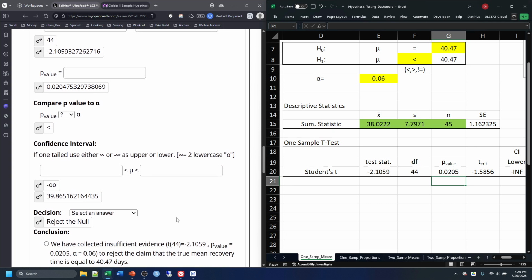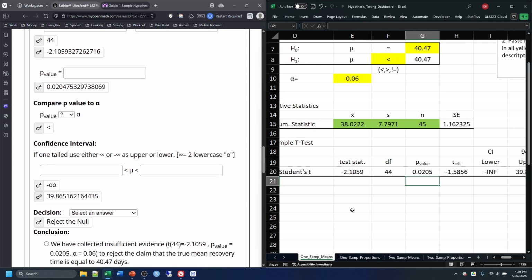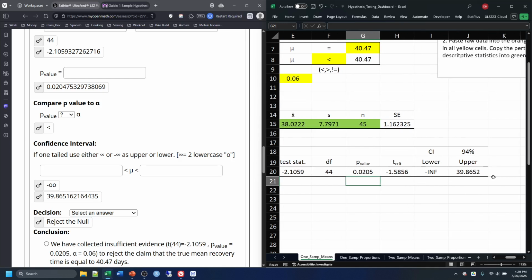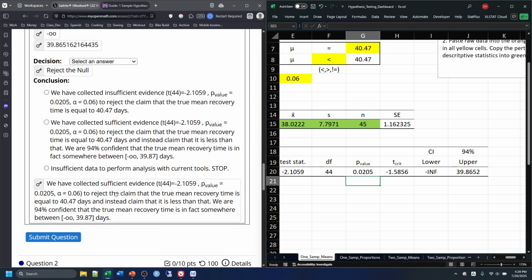The confidence interval, you can calculate by hand, or you can go over here and see it's calculated for us as well: from negative infinity to 39.86. Our decision here is to reject the null because our p-value is less than our alpha. And so our conclusion is we've collected sufficient evidence, here's the evidence that we have, to reject the claim that the true mean recovery time is equal to 40.47 days, and instead claim that it's less than that.